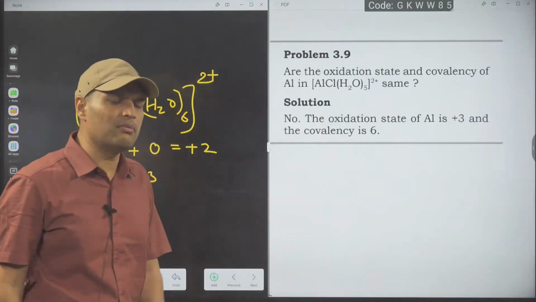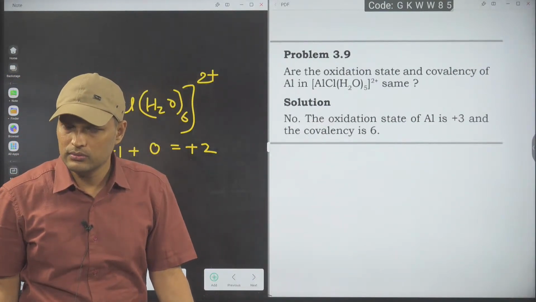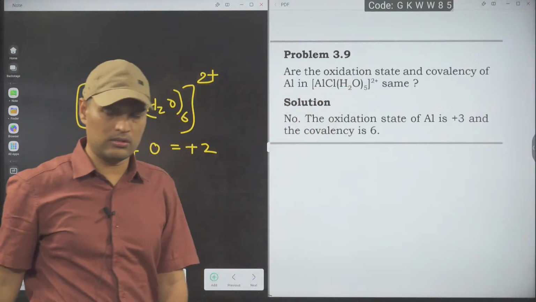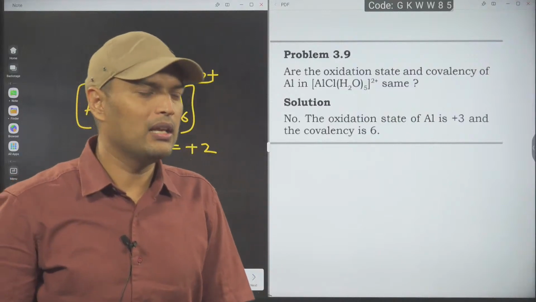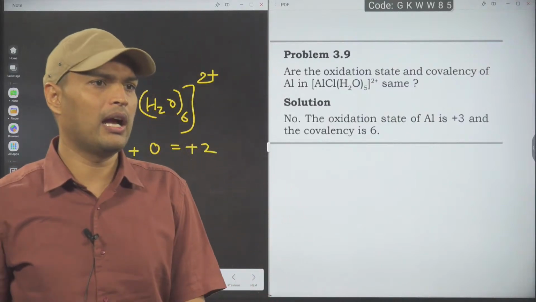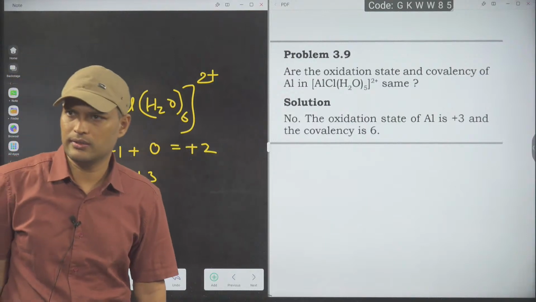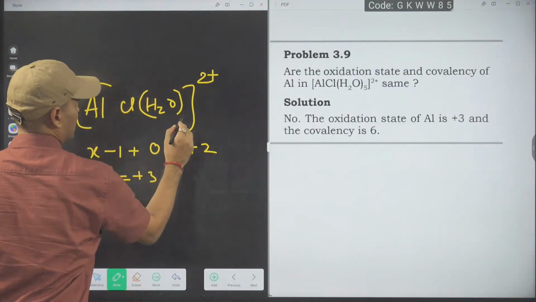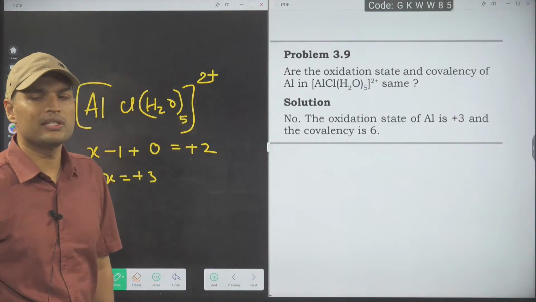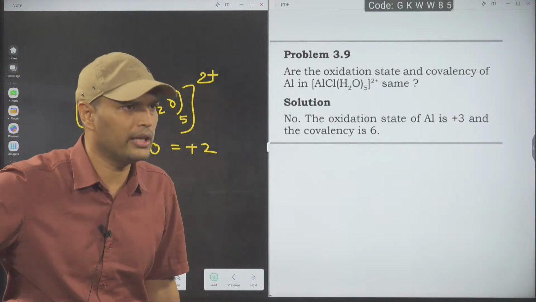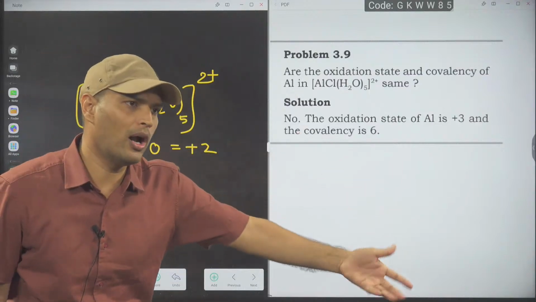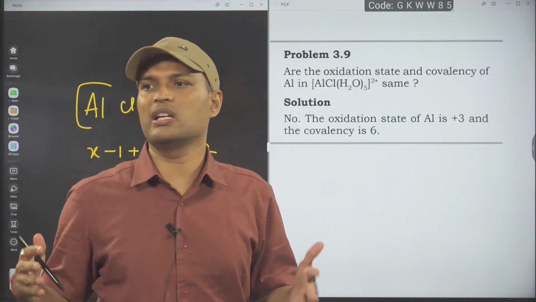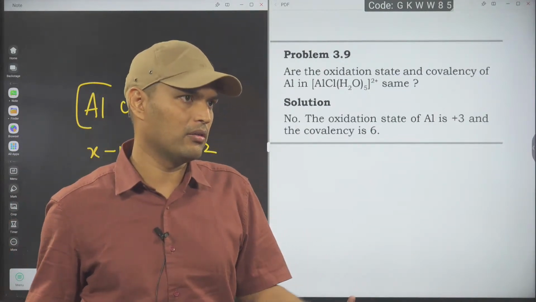Covalency. What is covalency? Number of covalent bonds. Tell me, here aluminium is forming how many sigma bonds? You will say, sir, a little change here. This is 5. You will say, sir, total 6. 1 with chlorine and 5 with water. Total 6. Covalency, you can simply think how many sigma bonds an element can make. Okay?